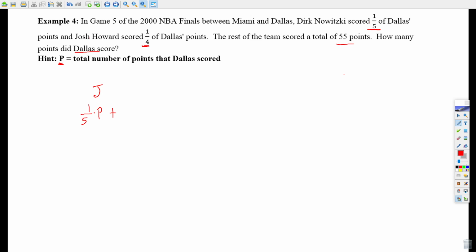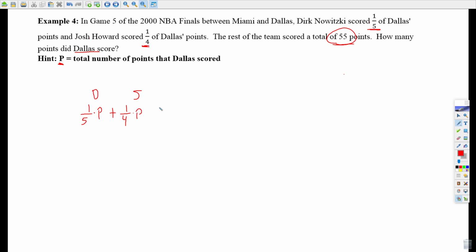Plus, go through here again. Oh, wait, I got it backwards. The first one's Dirk. Dirk did 1/5, right? Dirk Nowitzki scored 1/5 of Dallas' points. Josh scored 1/4. So we're going to do Josh. He scored 1/4 of the total points. Again, times P. The rest of the team scored a total of 55 points.